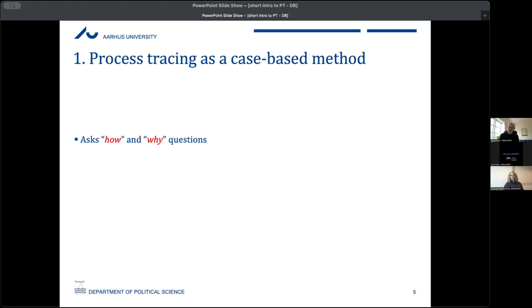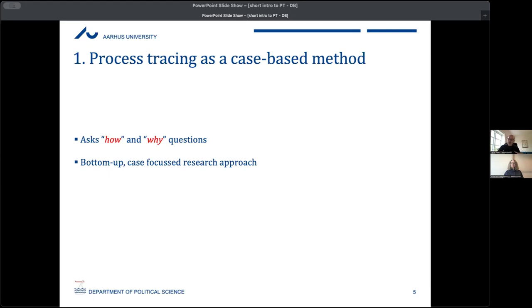And so process tracing in this respect is not an under-what-conditions type of research question per se. It's more about the how and why kind of questions, like how can low intelligence capacity of security forces actually produce more violence, for example.